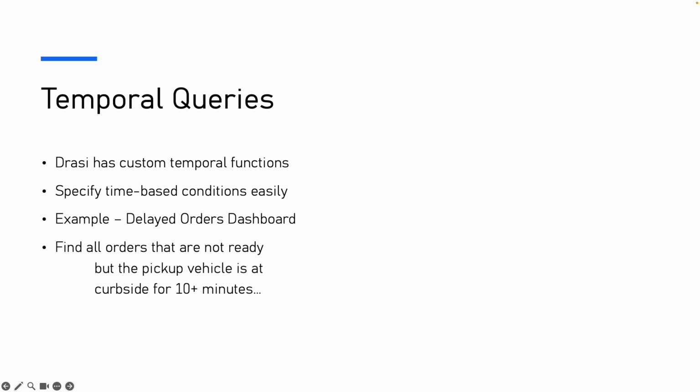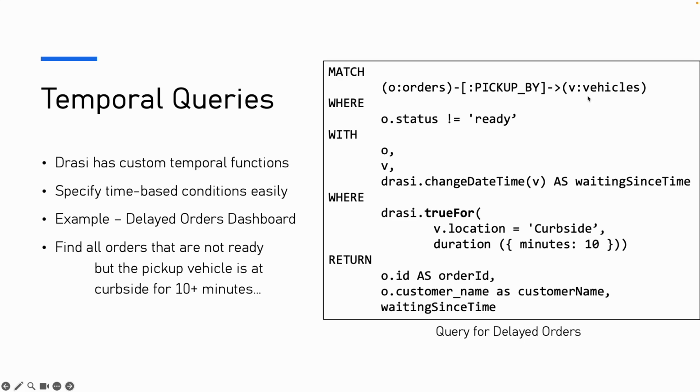With Drasi's temporal functions like true_for, it is easy to write the query required for our dashboard as shown right here. As you can see, we are matching the orders with their respective pickup vehicles. Then, selecting only the orders that are not ready yet, and then specifying the 10-minute wait time condition using Drasi's true_for function. This function will return true when the condition is held true for the specified amount of time.